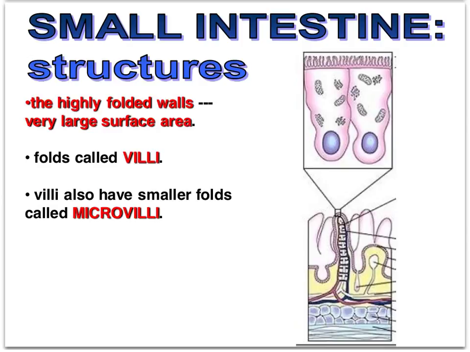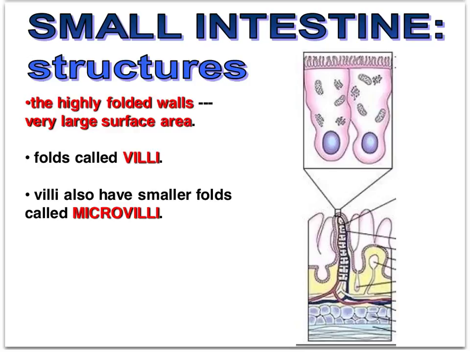So the absorption that occurs in the jejunum and the ileum requires a significant amount of surface area in order for those monomers to be absorbed very quickly. So those structures of the ileum and the jejunum have highly folded walls, which create a very large surface area. The surface area of this is approximately the size of a tennis court, and it does this by extreme folding of the walls.